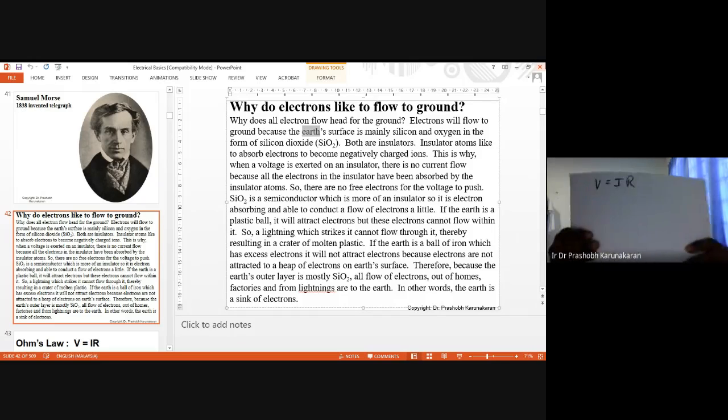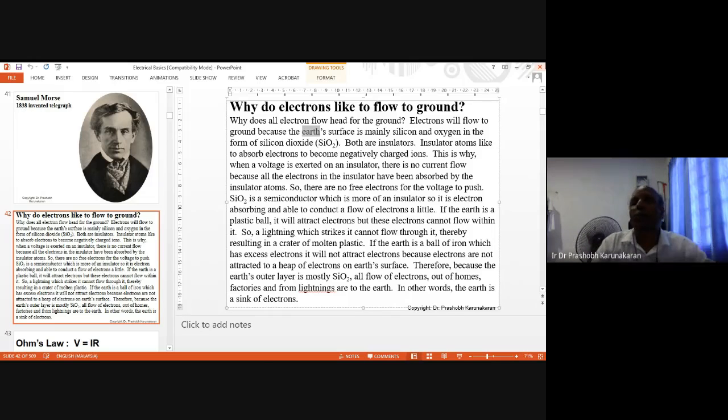this is the most important formula in electrical, V=IR. I'll tell you a story about this. Normally, I tell stories so you can remember. Stories are the best way to make people remember. I'll give you an example.